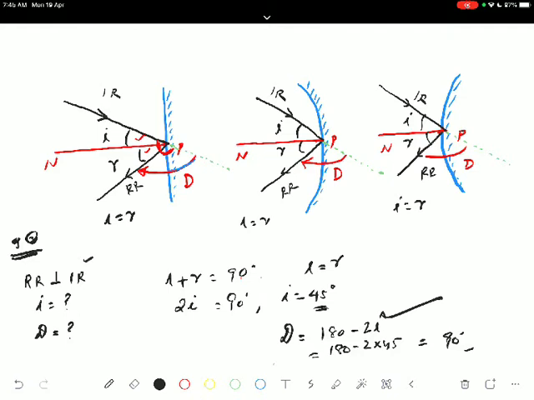Next, we are going for image formation in the case of concave mirror and convex mirror. Before going to see the image formation, we should consider different rays for image formation. So what are the different rays we are to consider for image formation? That is the next point.